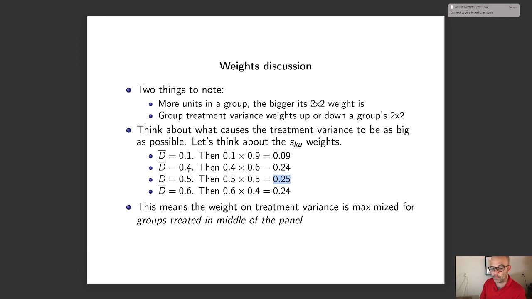Now let's say we go from 0.4 to 0.5 to 0.6. So you've got 40% of the time treated, 50% of the time treated, 60% of the time treated, right? It seems like you might think that it's linear, but look, it's not. 0.6 times 0.4 is 0.24. So look what's going on. We've got a parabola, right? The variance of treatment is ultimately a parabola in that D bar term.